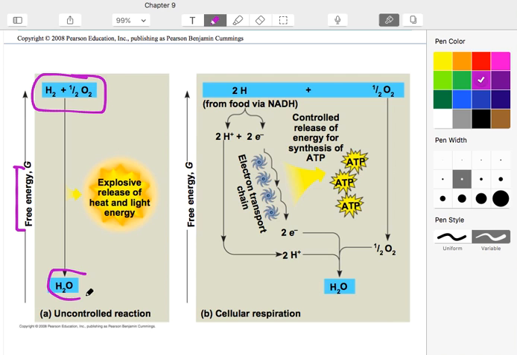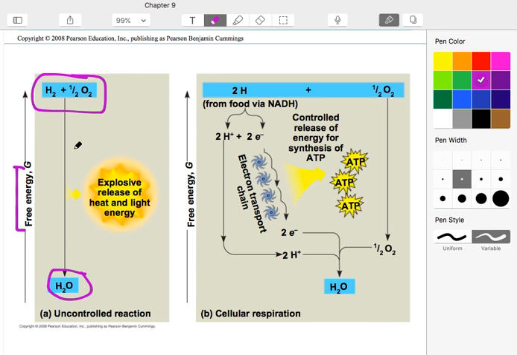If there is a big jump, there will be an explosive release of heat and light energy, which might not be in our control. It's going to release a very, very huge amount of energy. So if the cell did work like this, we're not going to survive. Basically, our body would be a source of very huge energy. So we could be more powerful, I don't know about that.